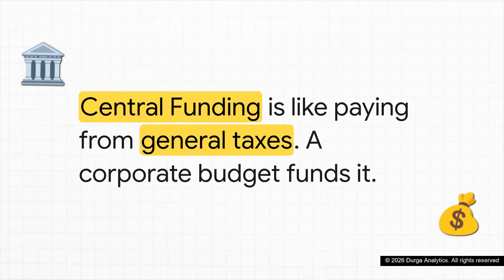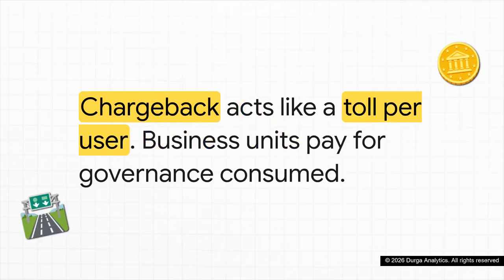Well, first up is central funding. Think of this like paying for that shared road using general taxes. A corporate budget basically funds governance across the entire firm. Now, this is fantastic for early programs that desperately need stability just to get off the ground. But there's a catch. The risk here is that executives looking to cut costs can easily just label it as corporate overhead.